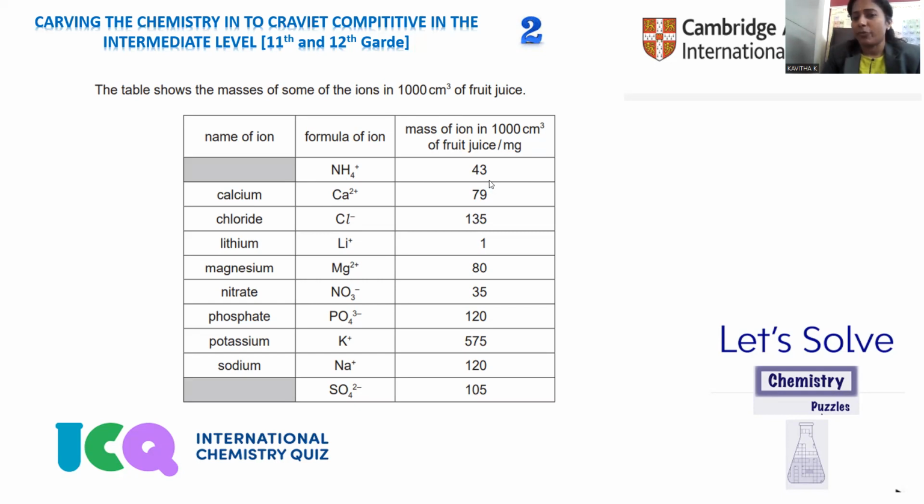Ammonium ion is present at 43 milligrams. Calcium is 79 milligrams. Chloride 135 milligrams. Lithium 1 milligram, a minute trace quantity. Magnesium 80 milligrams. Nitrate 35 milligrams. Phosphate is 120 milligrams. Potassium 575 milligrams. Sodium 120 milligrams. And lastly, sulfate is 105 milligrams. So this is the quantification of individual ions present in the given fruit juice. We need to see what questions are framed based on this data.